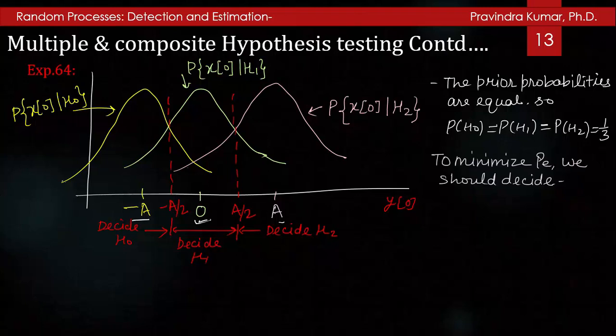And to minimize PE, the probability of error, we should decide H0, the hypothesis H0, if the observed sample is less than minus A by 2.